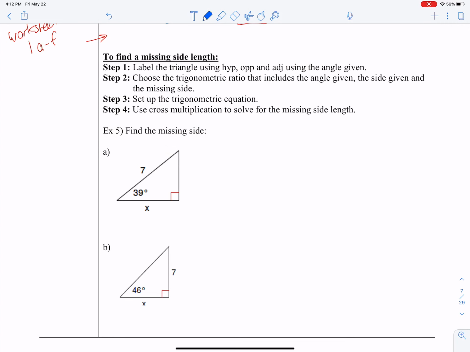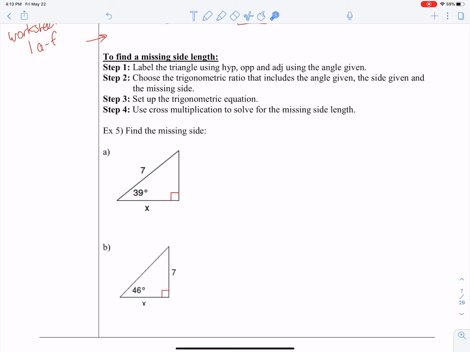Okay, so this is 8.1a part 2. And now we're going to be finding a missing side length. So here is our triangle. Notice that they've given us an angle and they've given us a letter to indicate which side they want us to look for. Okay?